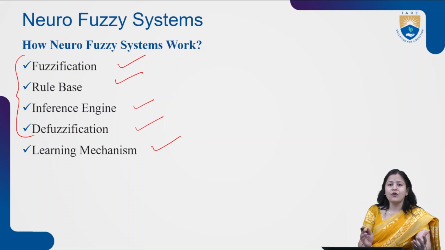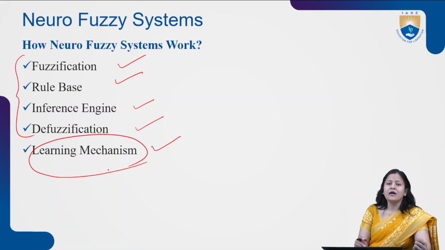Then the rule base is a knowledge base where various rules are defined by the experts, and the inference engine is used to match the fuzzy inputs with the knowledge base or the rule base to identify how many rules are matching. Based upon that, the rules will be fired. Defuzzification is the reverse process of fuzzification. It converts the fuzzy outputs to crisp output so that the user or the machine can understand. And the last component is called the learning mechanism or the learning algorithm, which we get from the neural network.